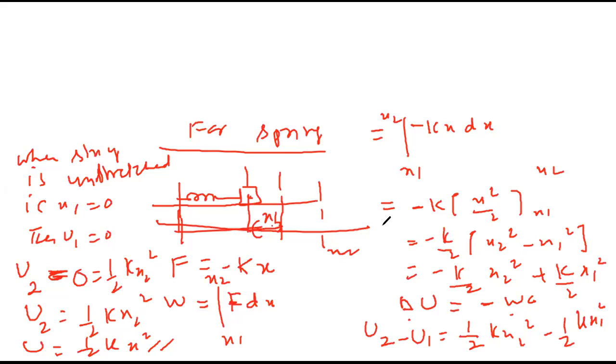See, if it is starting from 0 position, then half k x square is the direct answer. But if it is starting from x1 to x2, then remember the difference will be the answer: half k x2 square minus half k x1 square. एक मैं आपको सम डिफरेंस वाला कराता हूं.